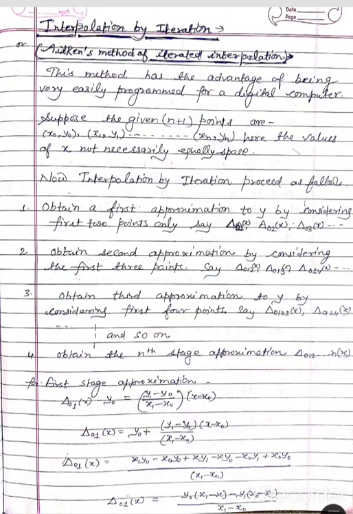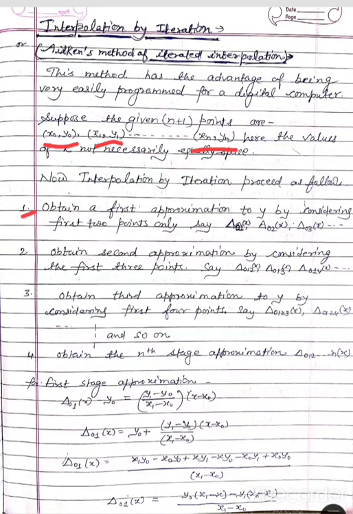Now, the method of interpolation by iteration we can understand as follows. Suppose n plus 1 points x0 y0, x1 y1, x2 y2 up to xn yn are given, and here the values of x are not necessarily equally spaced. So in this method, interpolation by iteration proceeds as follows.